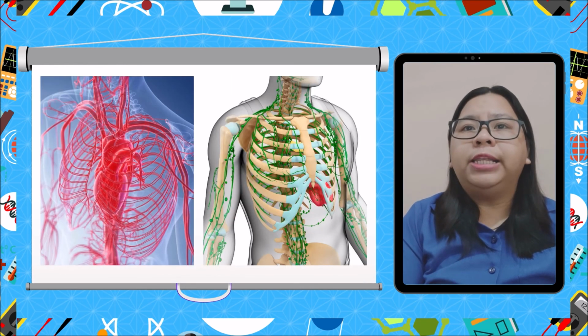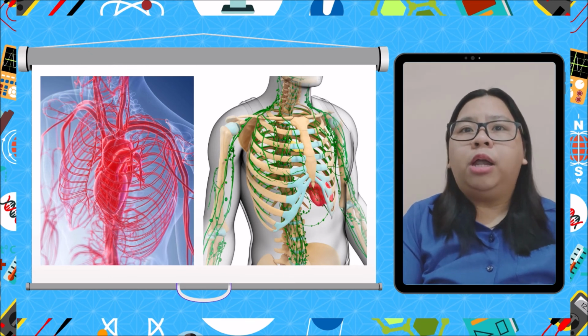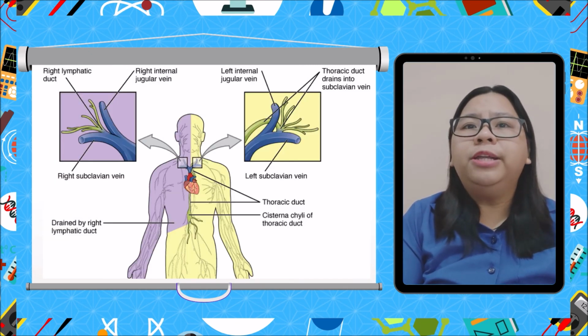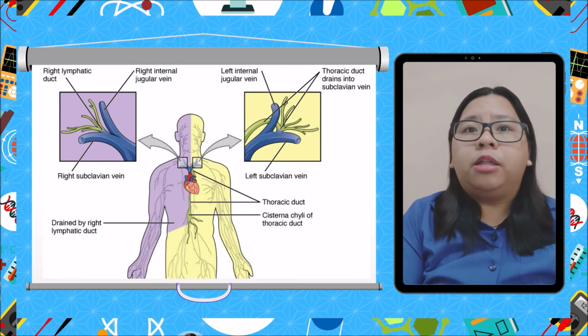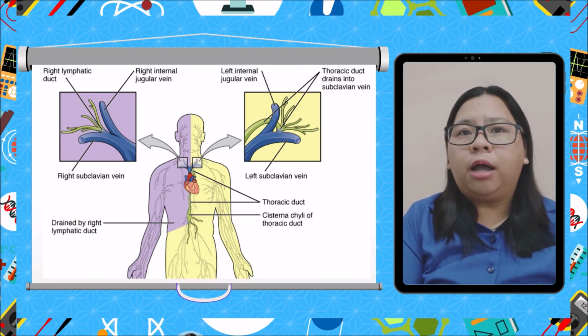The very fine lymph vessels are comparable to capillaries. They lead to large lymph vessels which are comparable to veins. The larger lymph vessels in turn lead to two larger ducts: the right lymphatic duct, which receives lymph from the head and the right arm, and the left lymphatic duct or thoracic duct, which receives lymph from all other parts of the body.